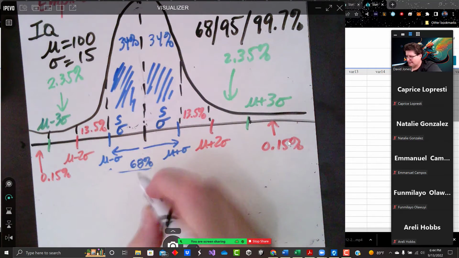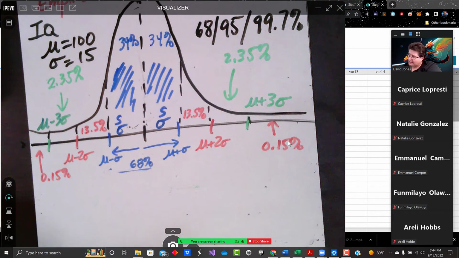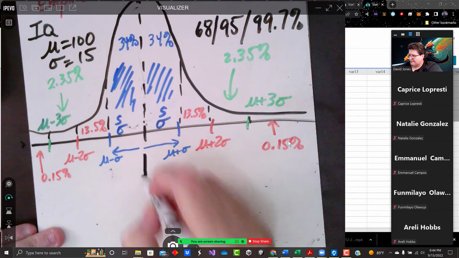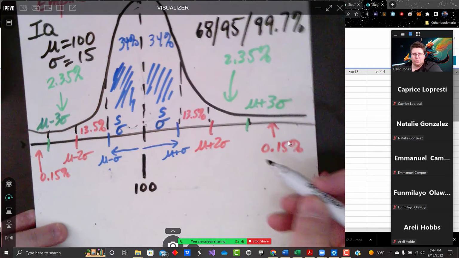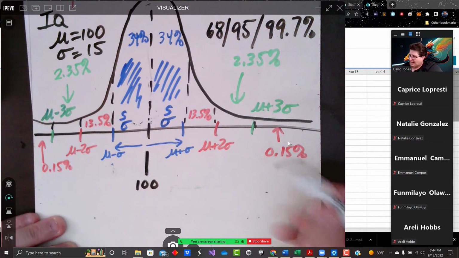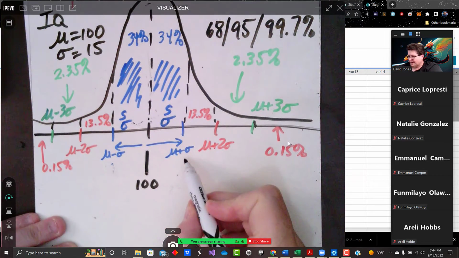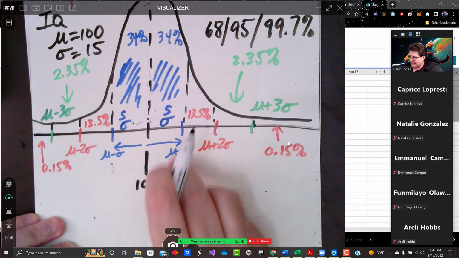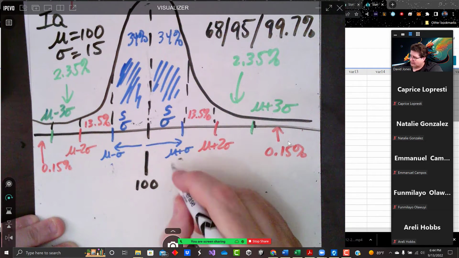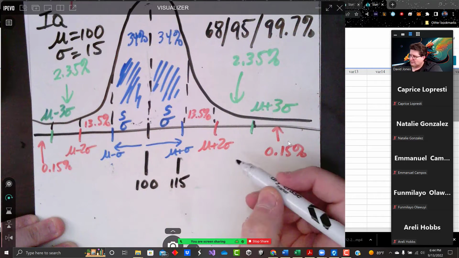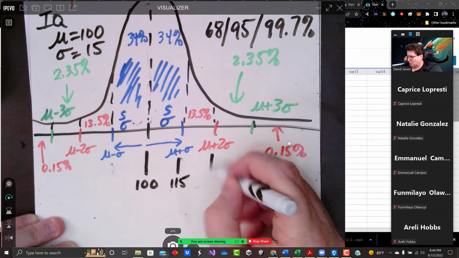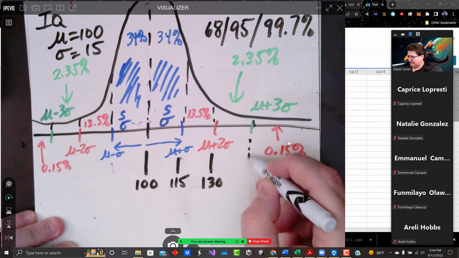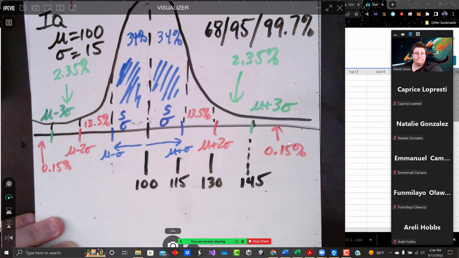That means the mean is right here. Well, I don't need the 68%. This is the value 100 right here. This is the average score we get. If I add 15 to get over to here, 100 plus 15 gives me 115 right here. And I add another 15, I get 130 right here. And finally, I add another 15 and I get 145 right here.